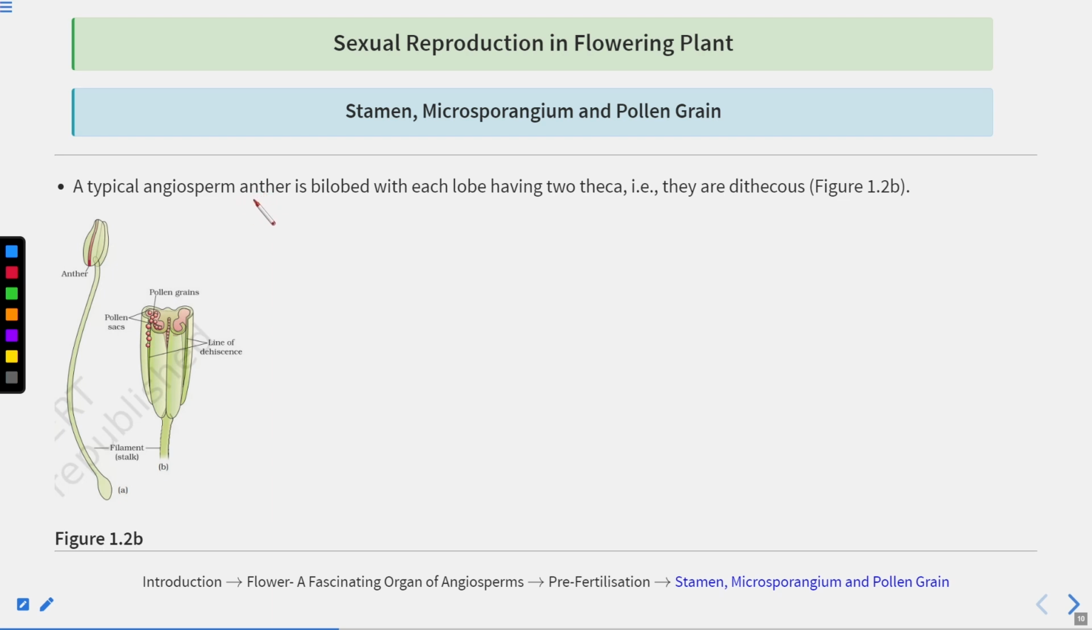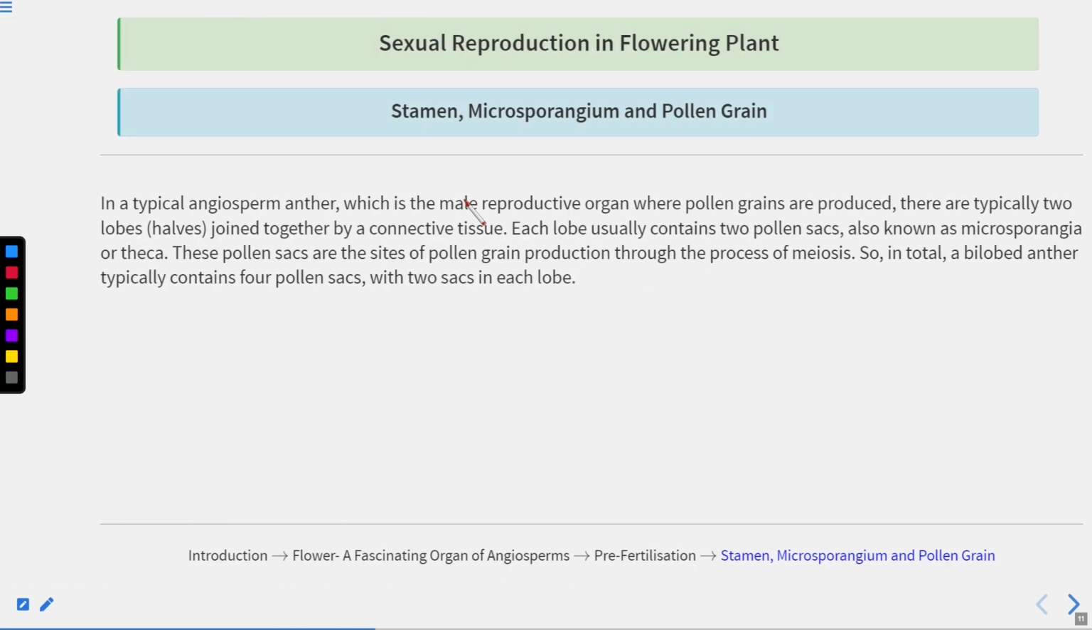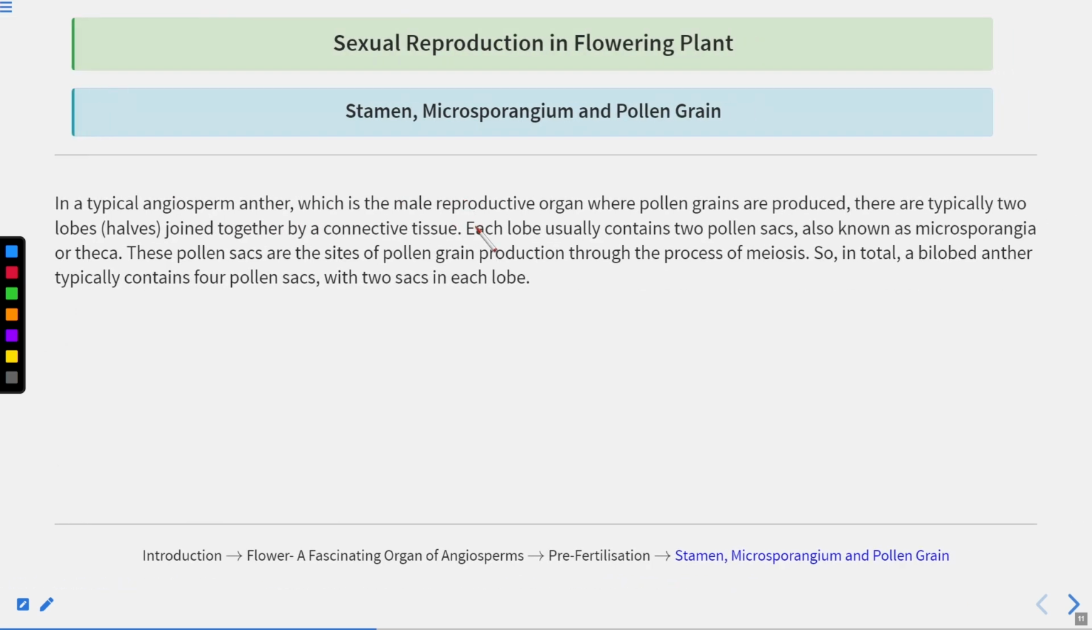Now typical angiosperm anther is bilobed with each lobe having two theca. So each lobe consists of two theca. That's why they are known as dithecous. So di means two. So if there is a presence of two theca, it is known as dithecous. So each lobe consists of two theca, or you can say each lobe consists of two pollen sacs.